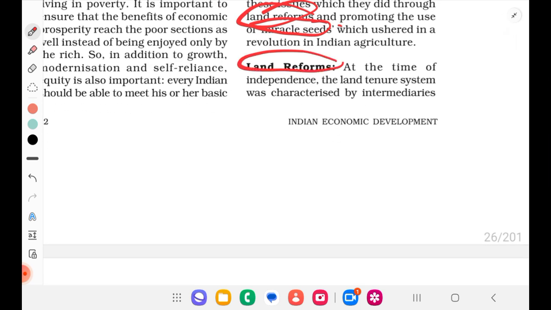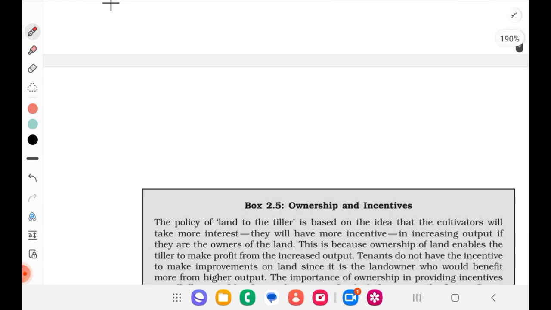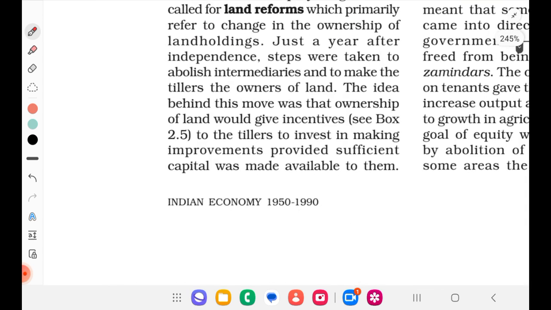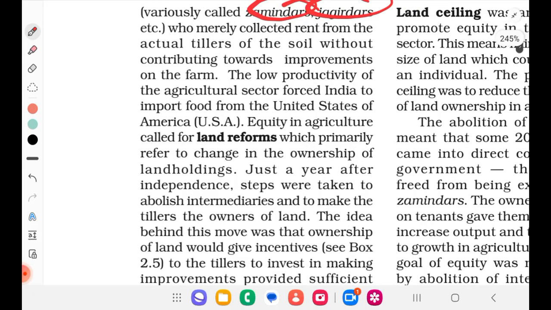Land reforms. At the time of independence, the land tenure system was characterized by intermediaries, variously called zamindars, jagirdars, etc., who merely collected rent from the actual tillers of the soil without contributing towards improvement on the farm. The low productivity of the agricultural sector forced India to import food from the United States of America. Equity in agriculture called for land reforms, which primarily referred to change in the ownership of land holdings.